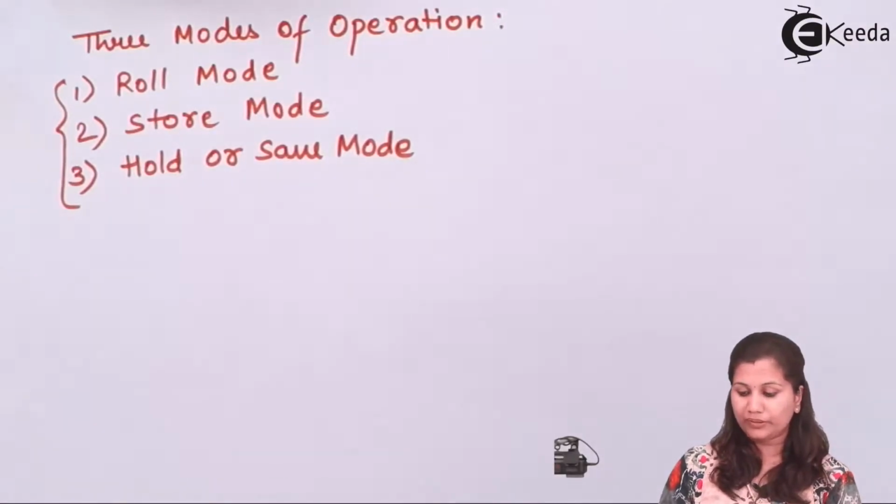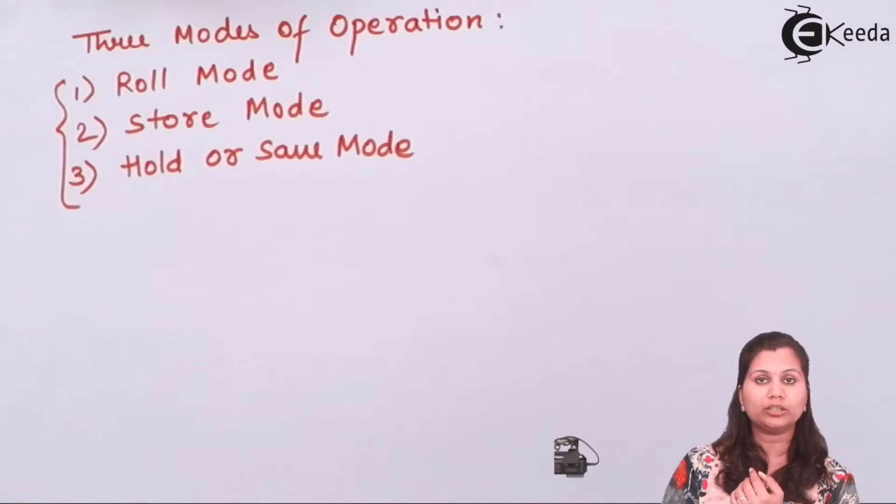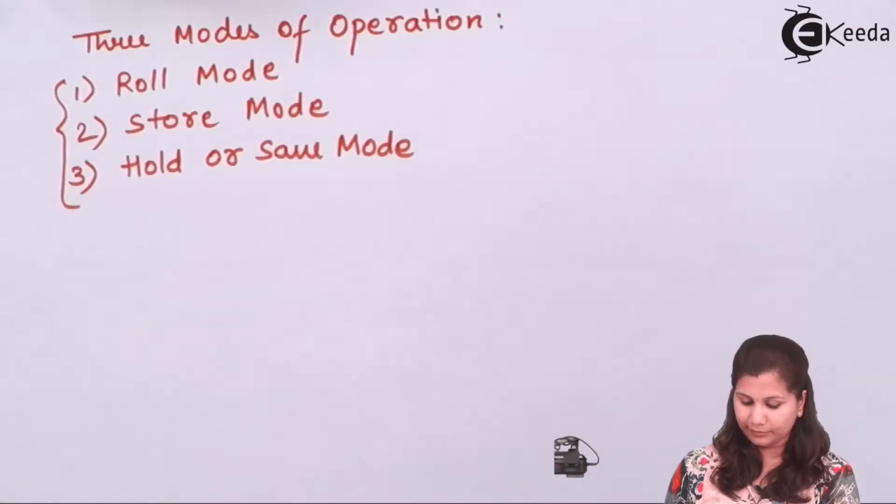Now in the DSO, we have seen that the digitizing of the signal is done. An input signal will be digitized, it will be converted into digital form. So how this digitizing is done, let's see.